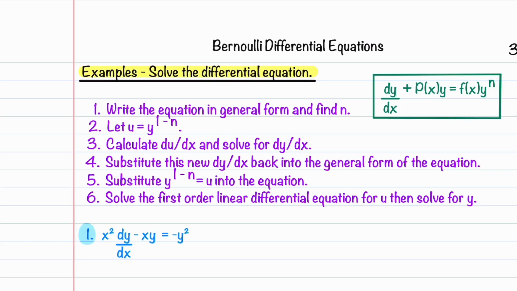We have x squared dy dx minus xy is equal to minus y squared. This almost looks like a first-order linear differential equation, but notice that the y on the right-hand side is raised to the second power, which makes it a Bernoulli differential equation.